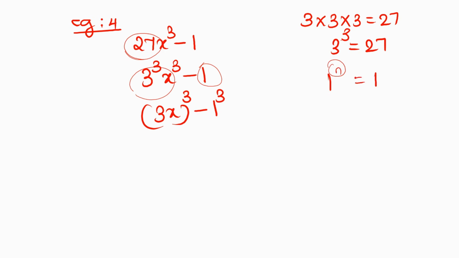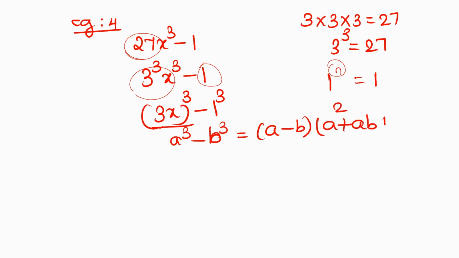1 power anything will be equal to 1, that is 1 power n is 1. So (3x) the whole cube minus 1 cube. This is like a cube minus b cube, which is written as (a minus b) into (a square plus ab plus b square). Substitute the values in the variables. a is 3x and b is 1.